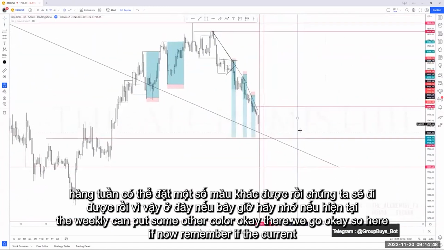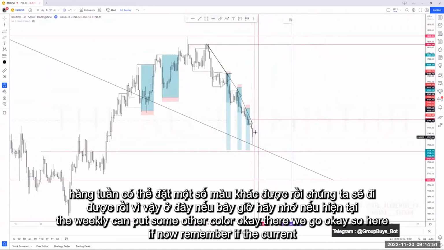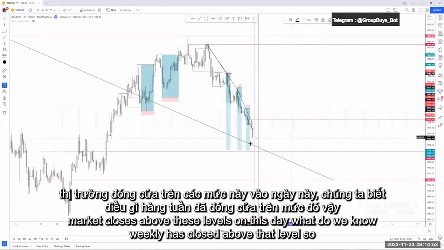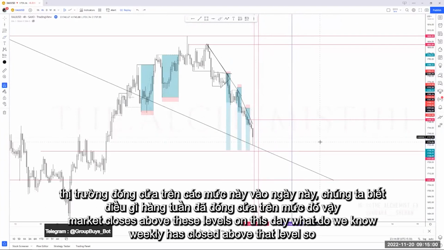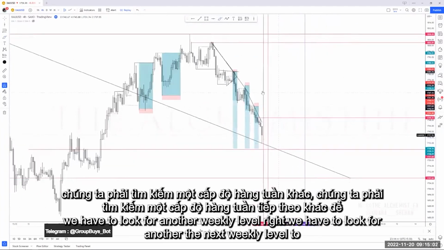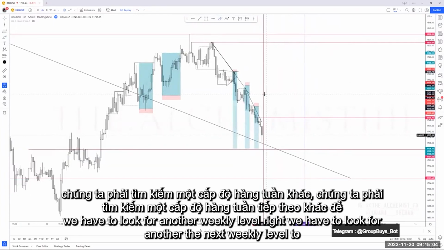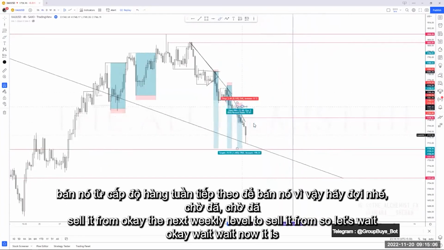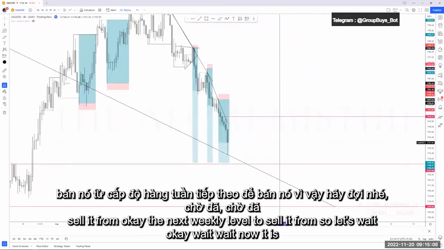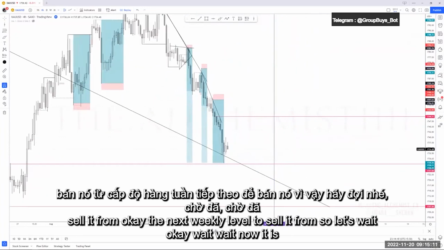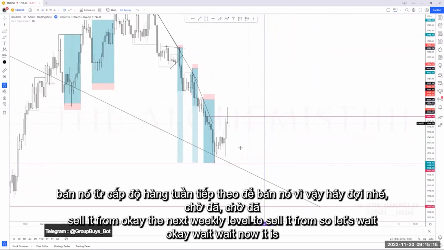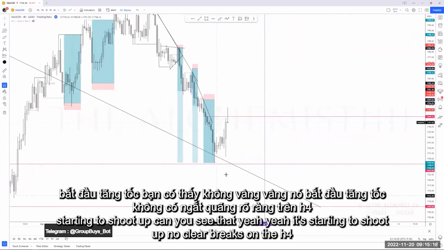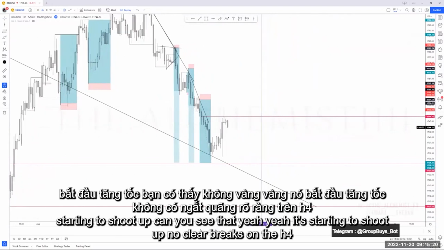Okay, so now remember, if the current market closes above these levels on this day, what do we know? Weekly has closed above that level. So we have to look for another weekly level, right? We have to look for the next weekly level to sell it from. So let's wait. Wait. Now it is starting to shoot up. Can you see that?